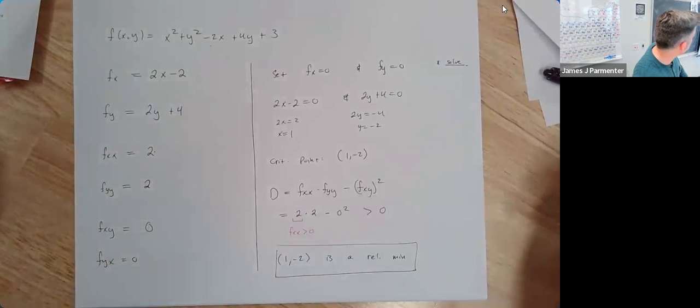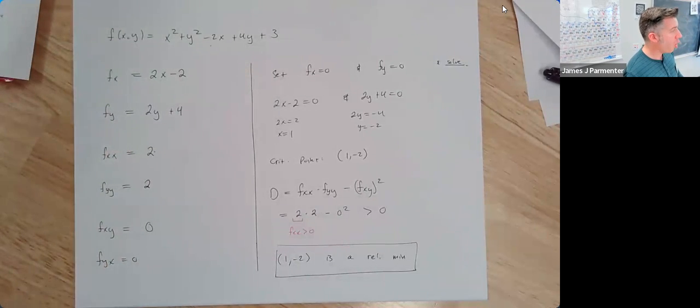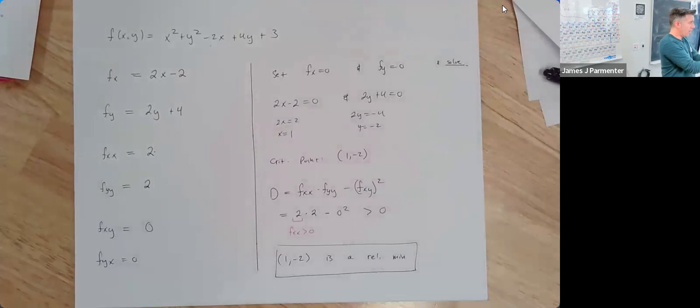Really what we have here is just an upward opening paraboloid that has been shifted 1 in the x direction and -2 in the y. So it's really just your usual kind of upward opening paraboloid that has just been moved a little bit.